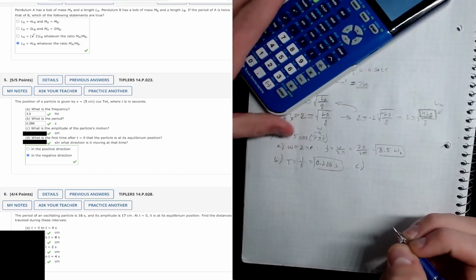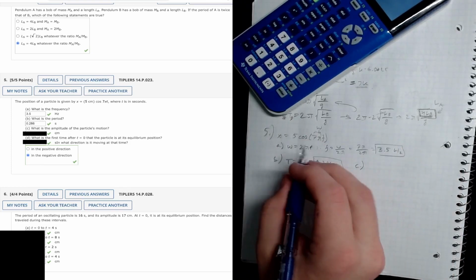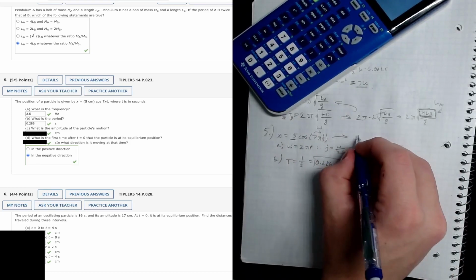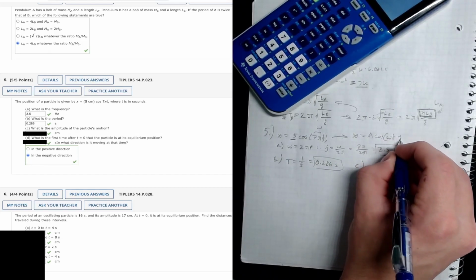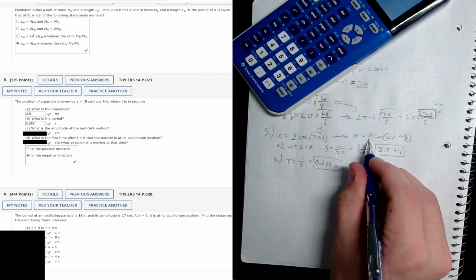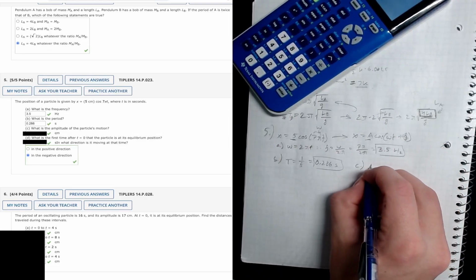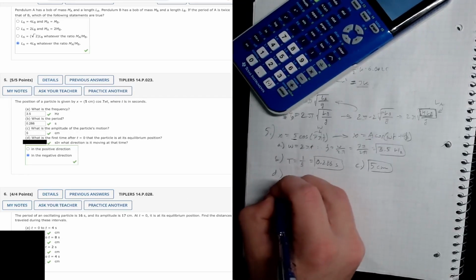Now for part C over here, what is the amplitude of the particle's motion? We know the amplitude is going to be this part because this equation is just in the form x equals a cosine of wt plus phase change. Phase change in this case is going to be 0. This is going to be the a equals 5, so amplitude is 5 centimeters. Just like that.